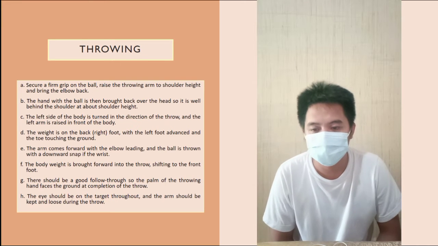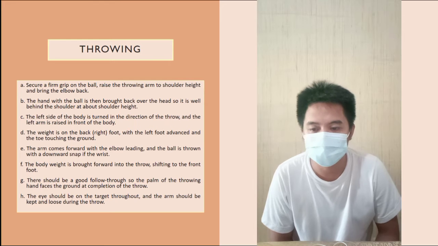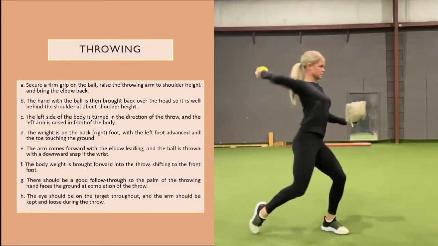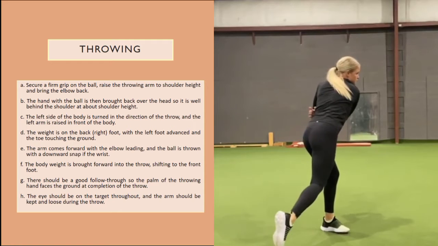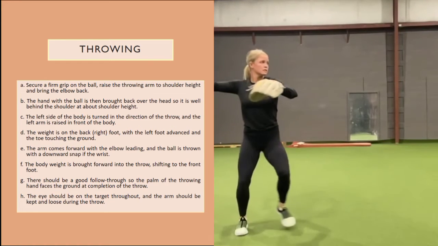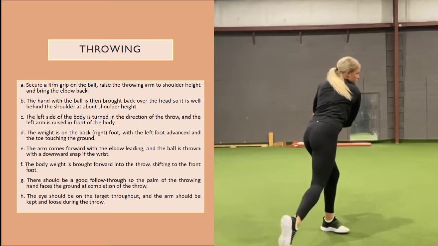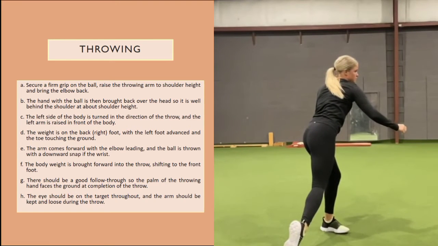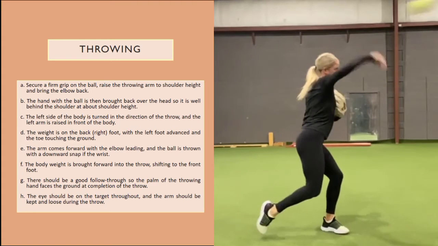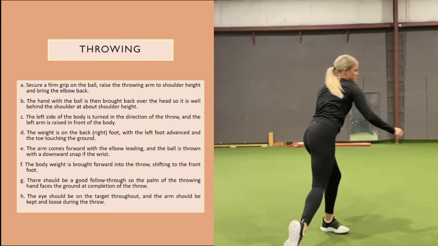Secure a firm grip on the ball, raise the throwing arm to shoulder height and bring the elbow back. The hand with the ball is then brought back over the head so it is well behind the shoulder at about shoulder height. The left side of the body is turned in the direction of the throw, and the left arm is raised in front of the body. The weight is on the back foot with the left foot advanced and the toe touching the ground.